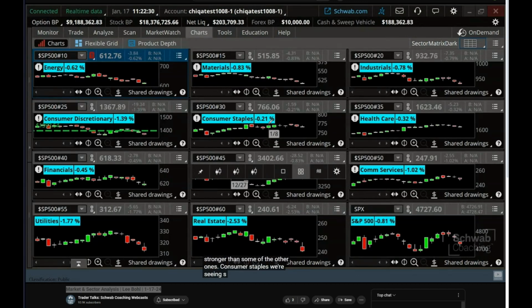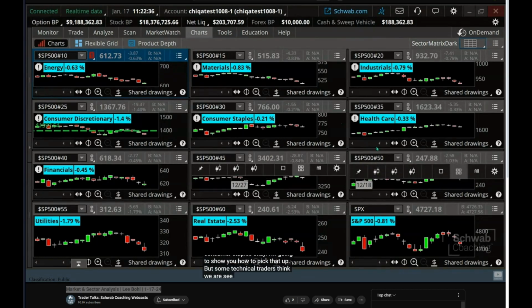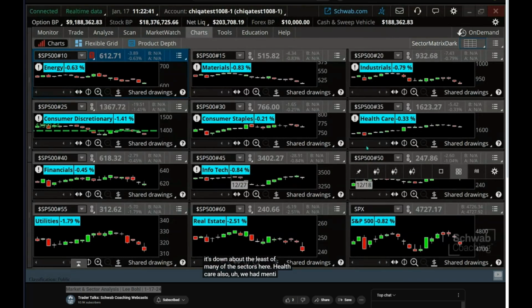Okay, I'm going to show you how to pick that up. But some technical traders think we are seeing that. You can see it's down about the least of many of the sectors here. Healthcare also. We had mentioned about 2 or 3 weeks ago, we saw some rotation into healthcare, and that seems to be continuing. It's one of the stronger sectors.